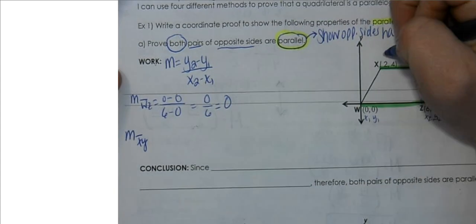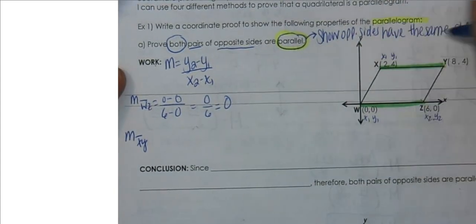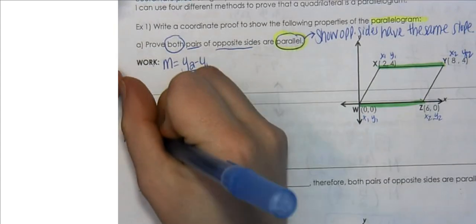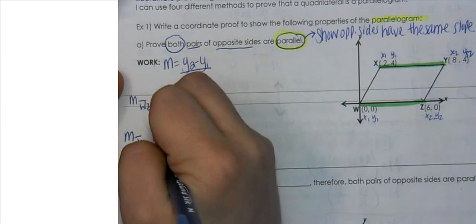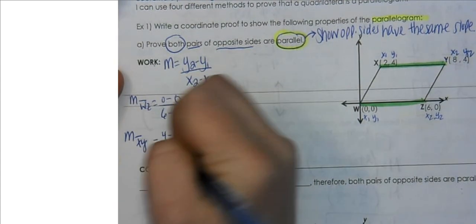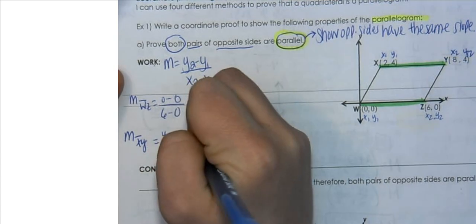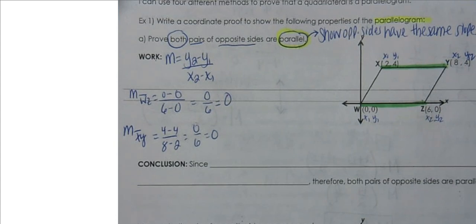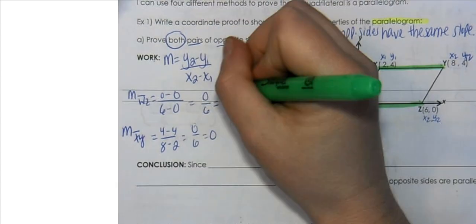And I'm going to label once again x1, y1, and x2, y2. And y2 is 4, so 4 minus 4 divided by x2, which is 8, minus x1, which is 2. So we end up with 0 over 6, and once again, that's 0. So what we have just shown is that these green sides have the same slope.